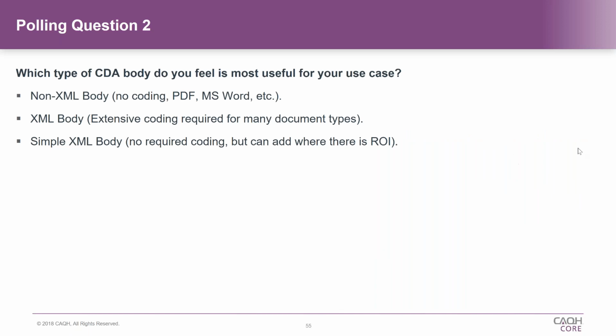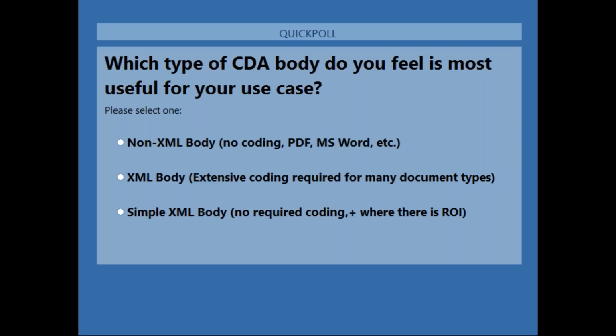So for this polling question, we're just trying to get a little bit of information about our audience. Which type of CDA body do you feel is most useful for your use case? First option is non-XML body, in other words, no coding, PDF, MS Word, etc. Second option is XML body, and the third option is simple XML body. So let's go ahead. We'll give this a few minutes to see what we learned from our audience. And Rick, if you don't mind, when we see the results, I'd love to hear your take on the responses.